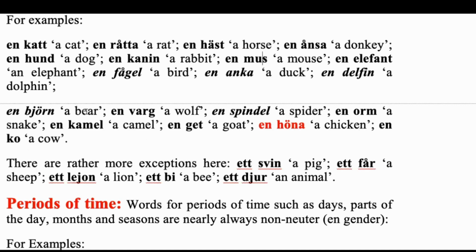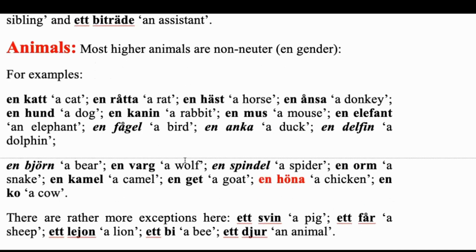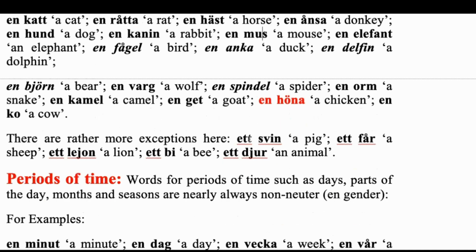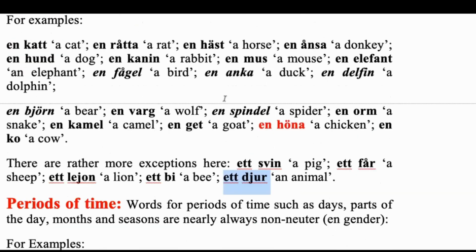So these are all basically animals. They are en nouns. Here again we have a few exceptions. Ett svin, this means a pig. Ett får, a sheep. Ett lejon, a lion. Ett bi, a bee. Ett djur, this is the general word for animals, a noun. Ett djur, an animal. These are exceptions where we use ett. Otherwise, you will place en with animal nouns.